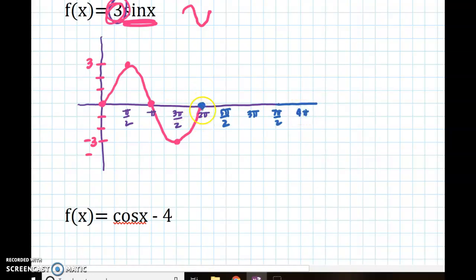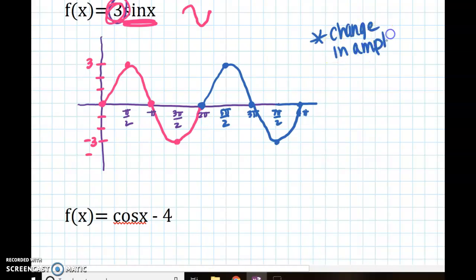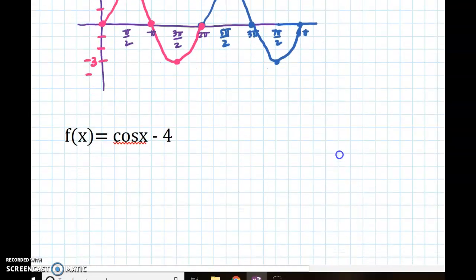So 2 pi and 0 is your new starting point. And then you go up to 3 and back down to the middle, and then down here to the bottom, and then back to the middle. And that would be a second period of the function. And that is a change in amplitude, or just changing how tall it is.